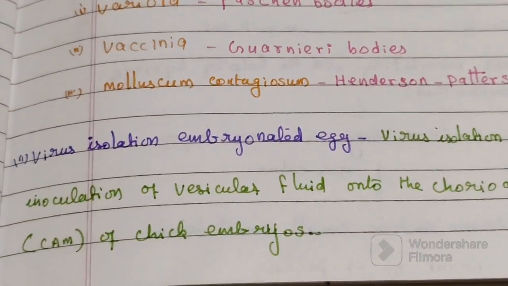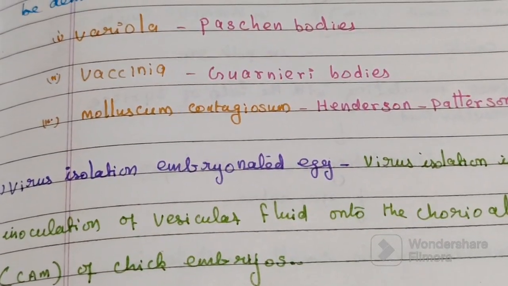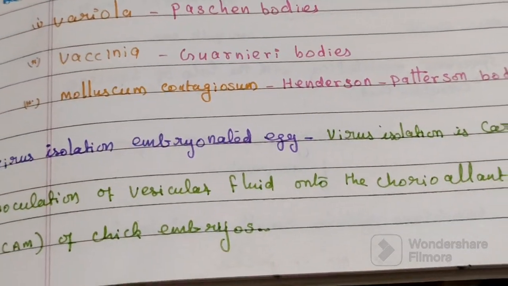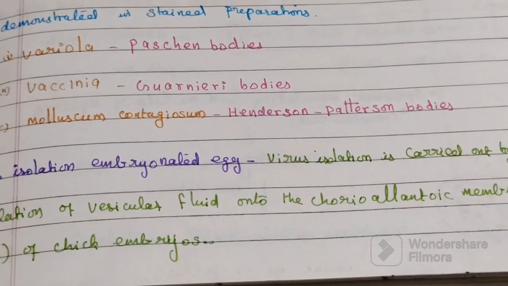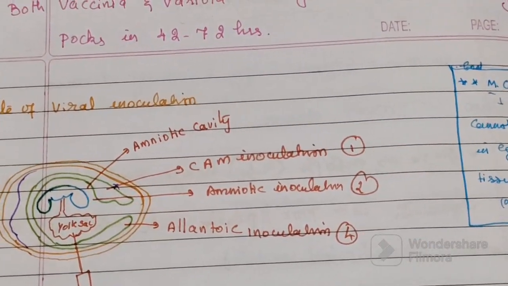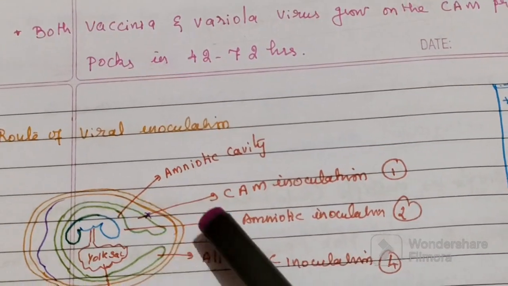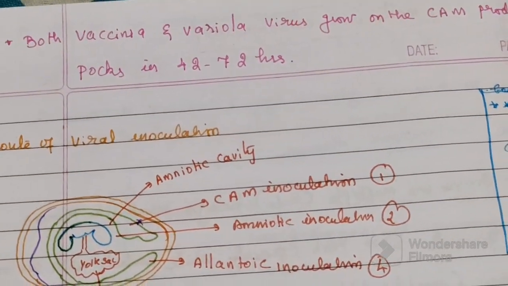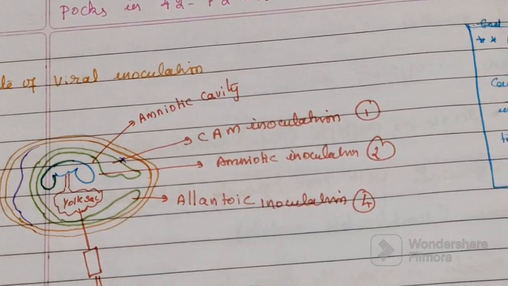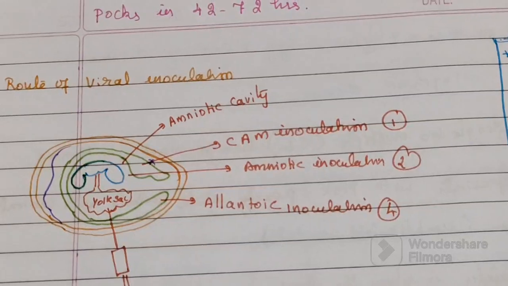The next way of diagnosis is the embryonated hen egg. Here we take an egg and inoculate the virus. There are 4 sites of inoculation. One is the chorioallantoic membrane, the outer covering. Second is the amniotic cavity. Third is the allantoic cavity. Fourth is the yolk sac.